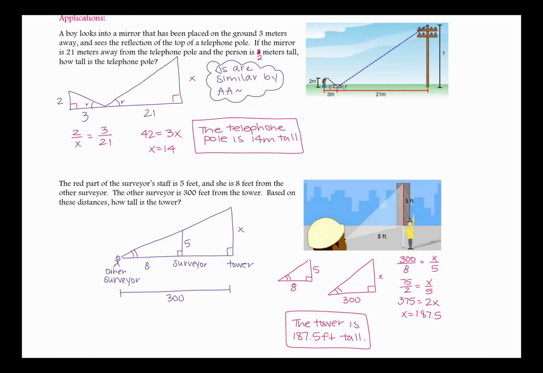Once I was able to show that the triangles are similar by angle similarity, I knew that these 2 were the same and they both had right angles. And so I cross-multiplied, solved, and I got 14 meters tall for the telephone pole. And then lastly for this one, I didn't write it out, but I knew that the triangles were similar by angle similarity again, because I see that they both share this angle where the other surveyor is, and so I just marked that with 2 lines. We both have right angles here, and so I was able to set up a proportion and solve and get 187.5 feet tall.